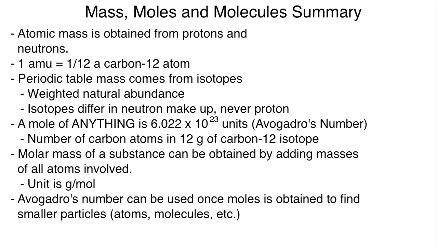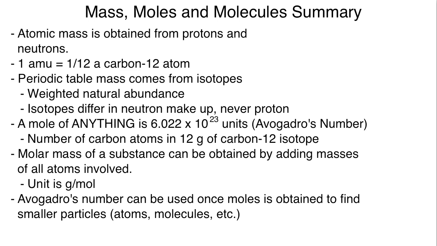So Avogadro's number can be used once the number of moles is obtained, or it might be given to you in a problem. And then you can find smaller particles such as atoms, molecules. You could even use it to find the number of electrons. If you knew the number of electrons associated with a particular atom and you had a mole of those atoms, or any type of small particle is acceptable there.